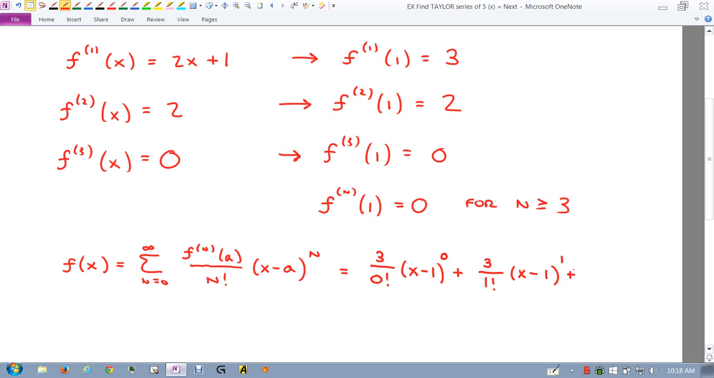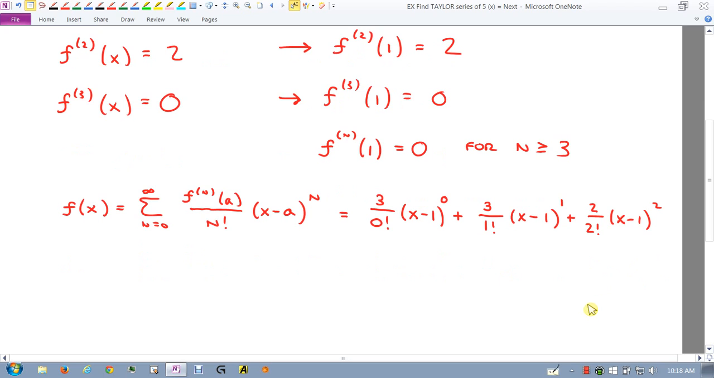Next one. 2 over 2 factorial, x minus 1 squared. And what's the next one? 0. And the next one? 0 forever, right? Get that 0 forever?